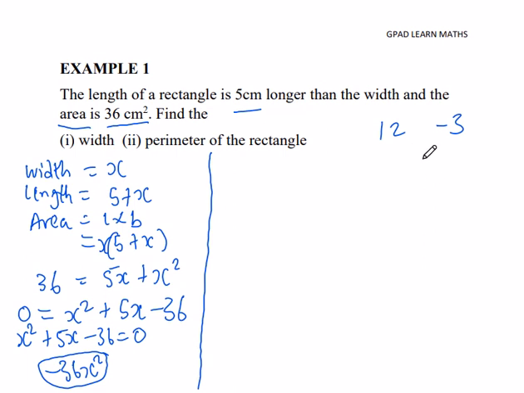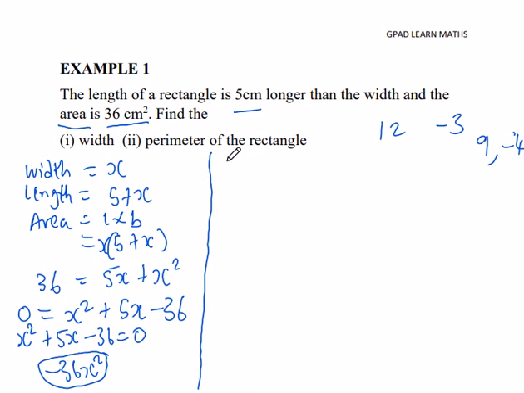Let's try two numbers. 6 and 6, of course, that won't work either. 9 and 4, yes, that is going to work. 9 and minus 4. 9 plus minus 4 will give you 5, and 9 times minus 4 will give you minus 36. So good. We're going to use these two numbers here.